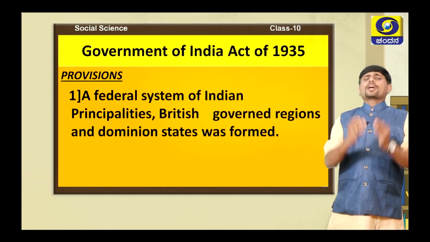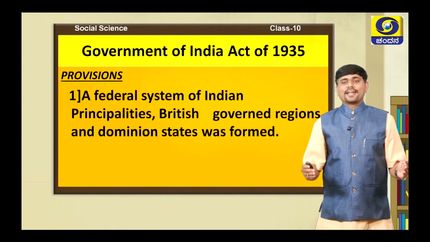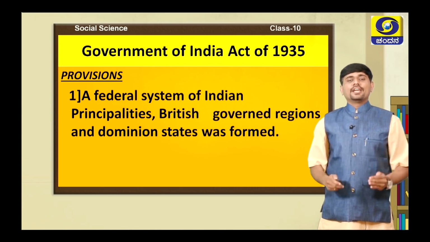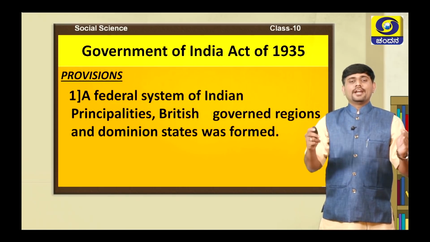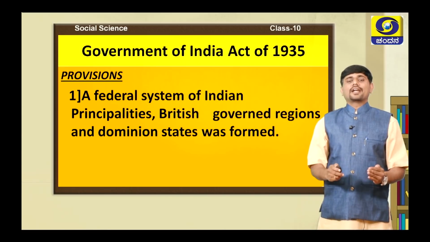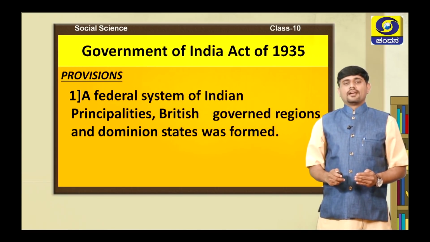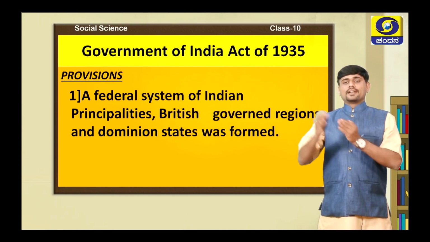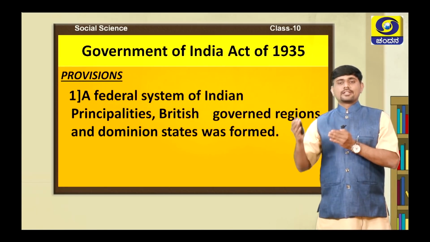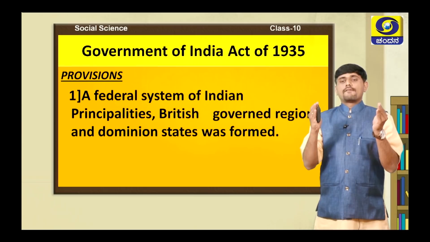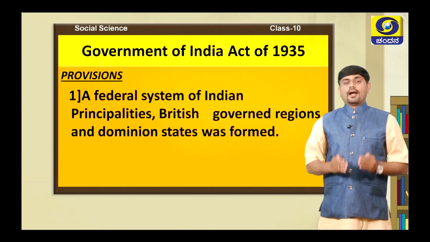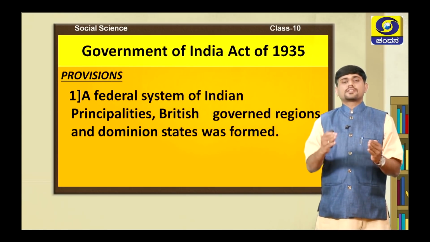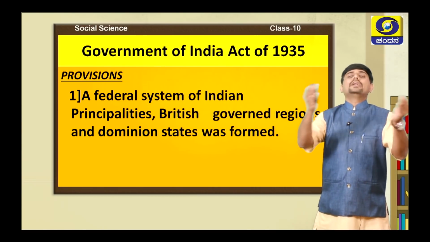Dear students, what are the important provisions of the Government of India Act 1935? Let us come to know here. Under this act, a federal system of India was created: a federal system of Indian principalities, British governed regions and dominion status. India adopted the federal system for the first time under British rule. On one side there were Indian principalities, on the other side British provinces, all together forming a federal system. The act also promised that India would be given dominion status in the future. It means India would be declared a sovereign country in the future.